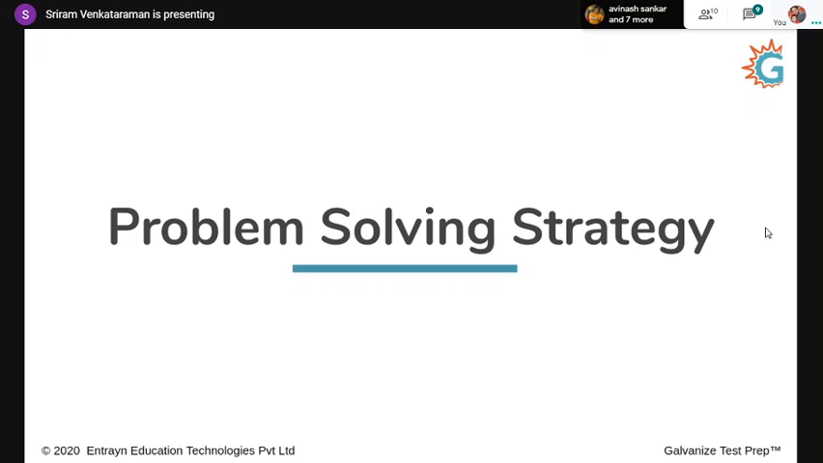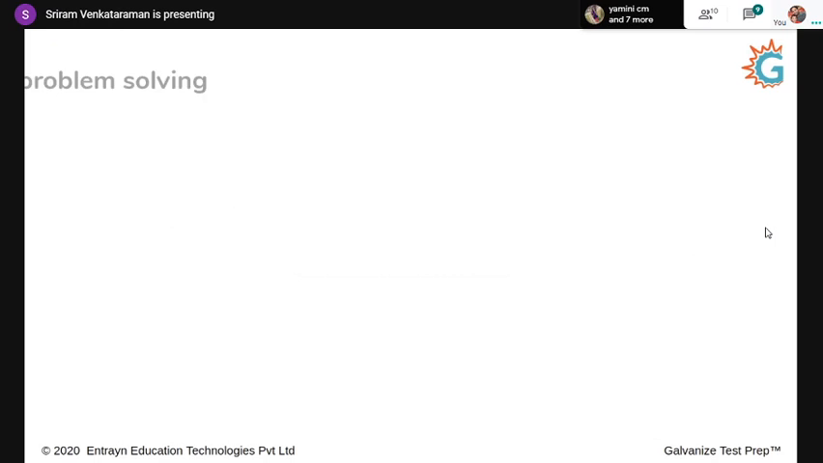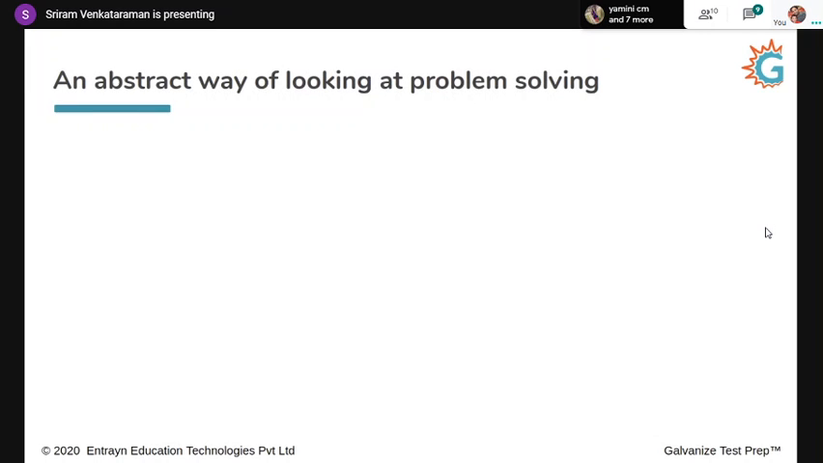Okay. What is this problem solving strategy? I'm going to try and break this down. It's actually a very simple idea. It's an abstract way of looking at problem solving. And this is applicable for any kind of problem that you encounter, right? Not even just a mathematics problem. It could be something with respect to your research or something that you're doing in your undergrad. It could be anything.